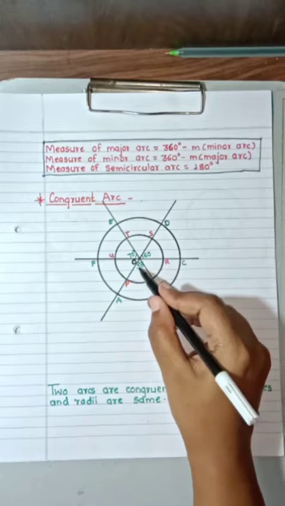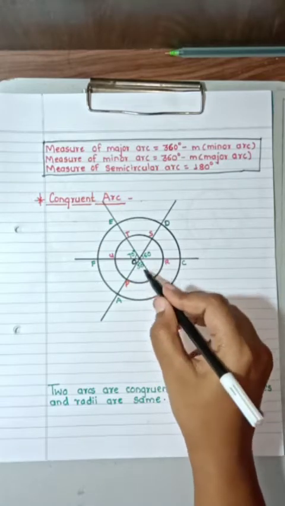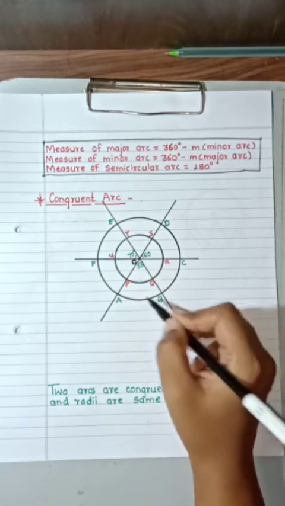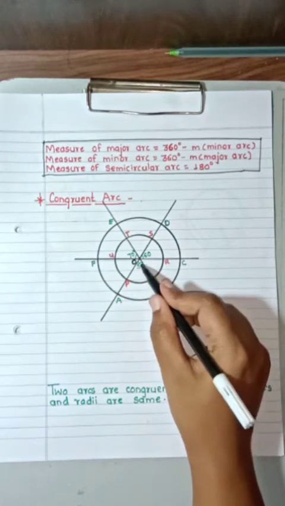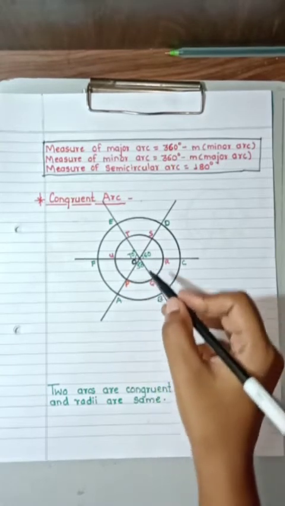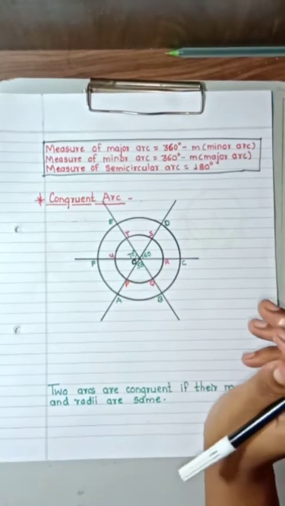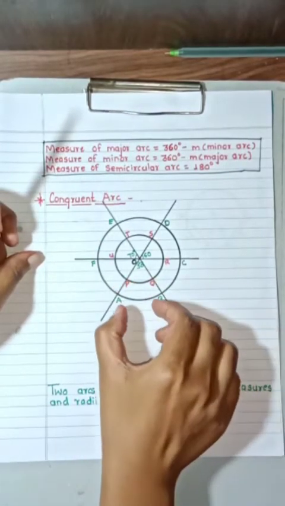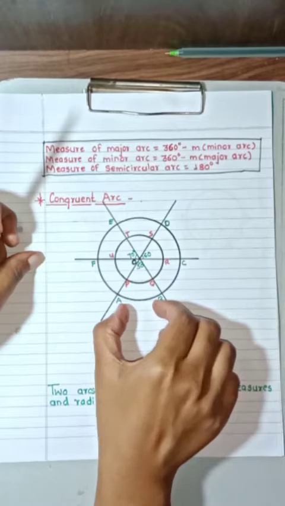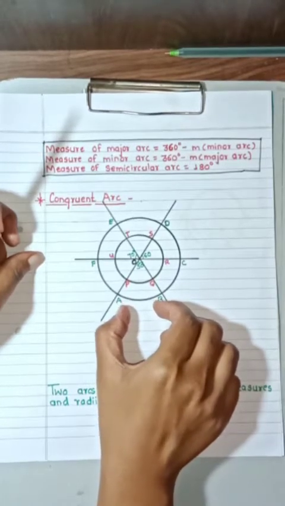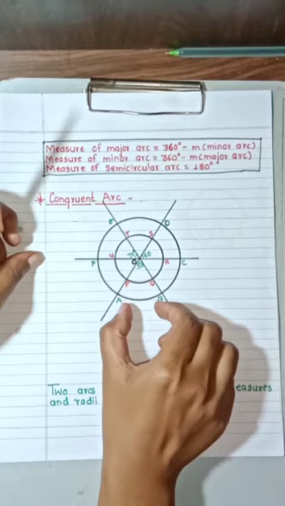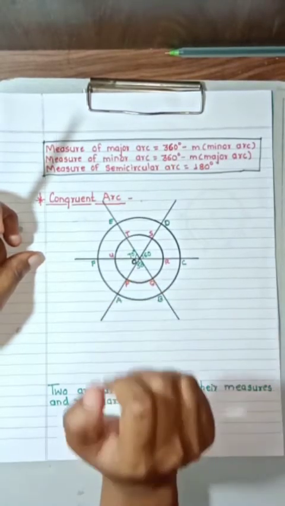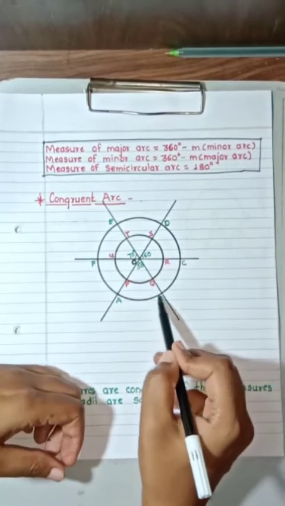The measurement of arc PQ will be equal to the measure of the central angle, and you can see central angle is 50 degrees. Therefore you can say that arc PQ is equal to 50 degrees and arc AB is also equal to 50 degrees. But children, if I pick up this arc PQ and place it on AB, is it going to fit exactly? No, it is not going to fit exactly. As you can see, arc AB is bigger than arc PQ. Arc PQ is smaller than arc AB.